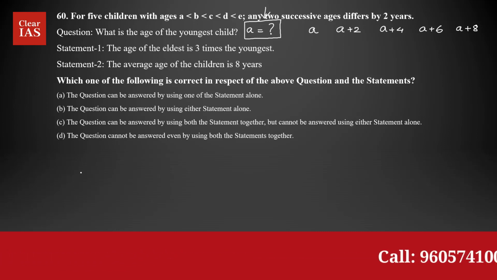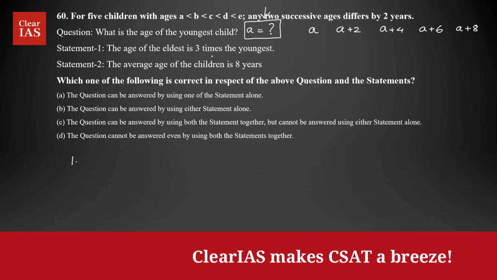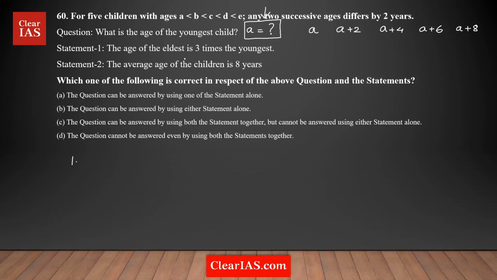I'm going to start with statement 1. Statement 1 says that the age of the eldest is 3 times the youngest. What's the age of the eldest? The eldest child's age is A plus 8. So A plus 8 is equal to 3 times the age of the youngest. The youngest child's age is A, so it's going to be 3 times A.